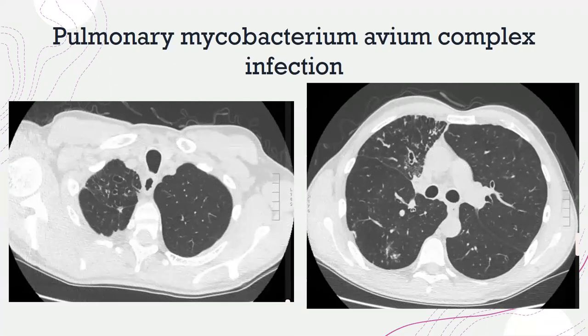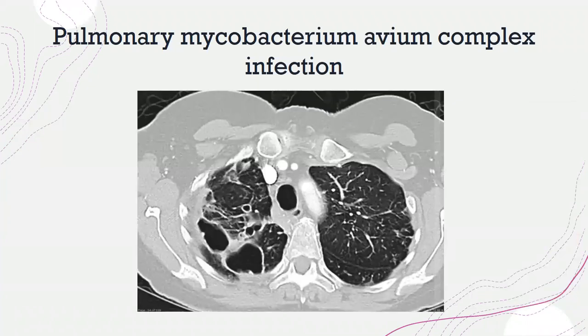This is opposed to what you would see in a patient with cystic or cavitary, fibrocavitary disease. This is a CT from a patient who has pulmonary Mycobacterium avium infection, and they have a pretty significant cavitary disease. And it's important to distinguish these two radiologically because the treatment is different.